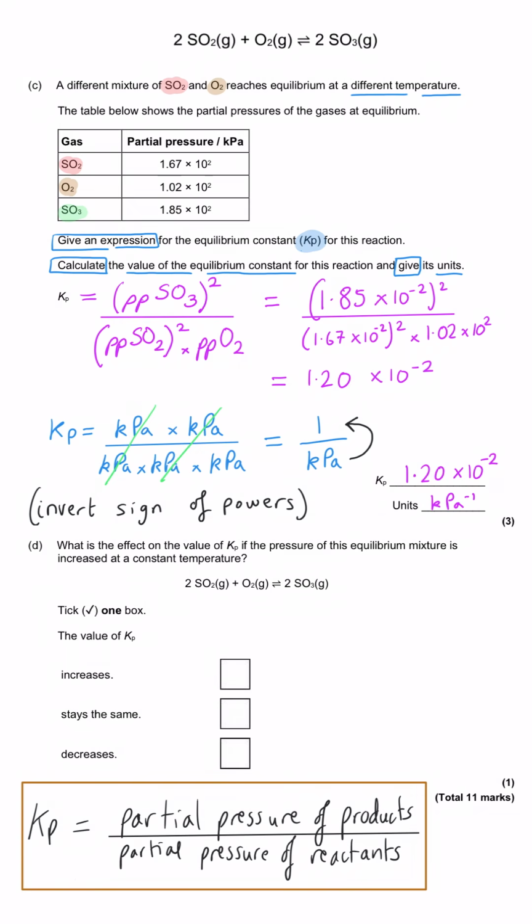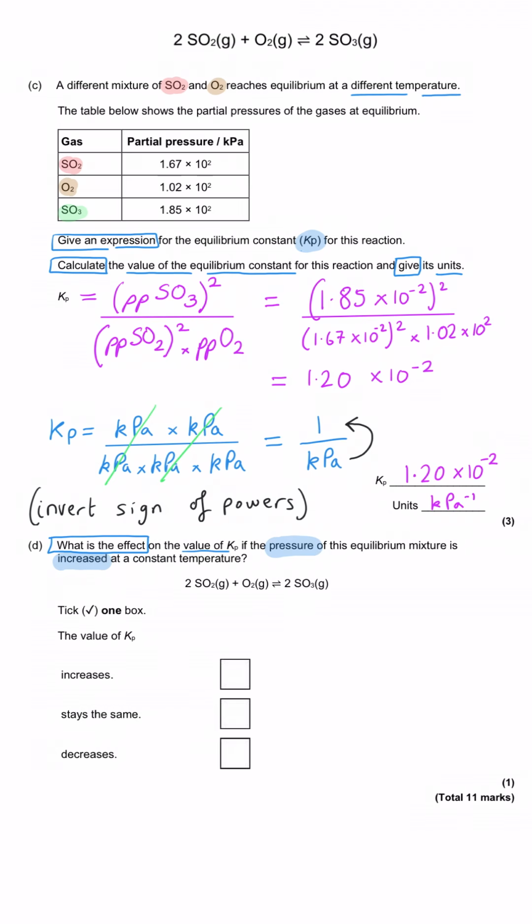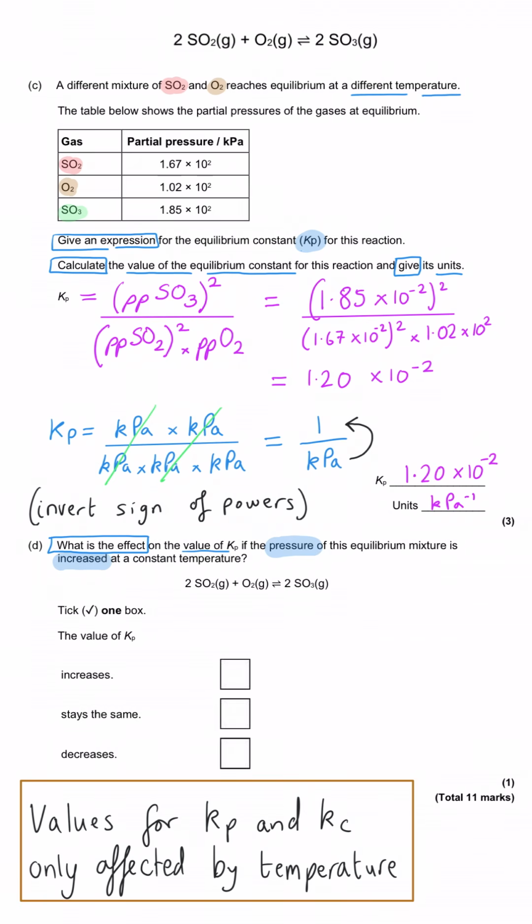And then in part D, the final bit of this question, we are asked, what is the effect on the value of Kp if the pressure of this equilibrium mixture is increased at constant temperature? And so actually this is a really fast question because the only thing that affects the actual value of Kp is temperature. It might increase it, it might decrease it. That's something that we have to decide on a case-by-case basis. But when we're asked about a change in pressure, the answer is no effect on the value of Kp. And that's the same for changing concentration and changing catalysts as well.